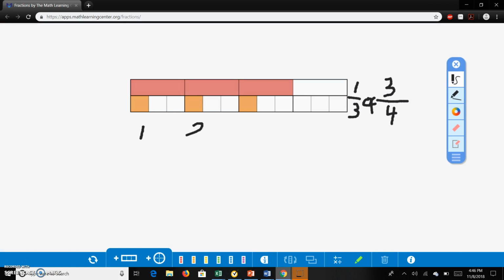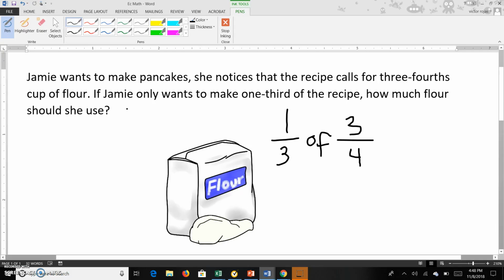We begin to count. 1, 2, 3. 3 equal parts of 1, 2, 3, 4, 5, 6, 7, 8, 9, 10, 11, 12. 3 equal parts of 12. Jamie would use 3/12 of a cup of flour to make her recipe.